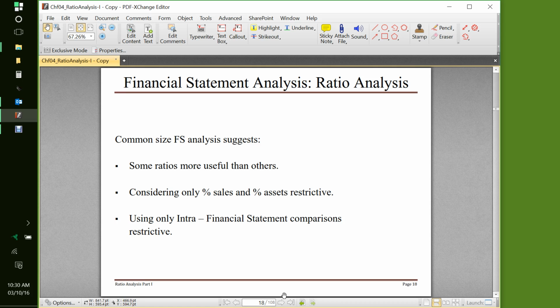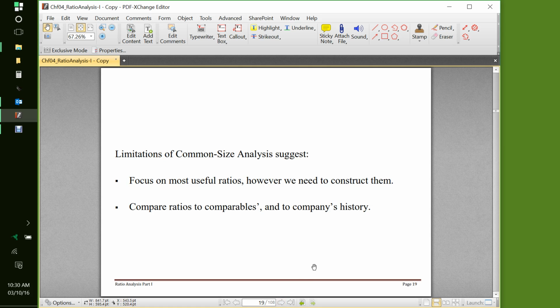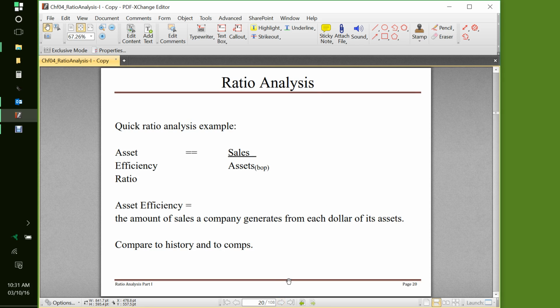So what we want to do is improve on them by focusing on just the most useful ratios, however they need to be constructed. So we will be able to use ratios that draw on different financial statements. And then the other thing we're going to do is we're always going to compare an entity's ratios to its history and to a comparable or a set of comparables in its industry. So here's a quick example of what I'm talking about.